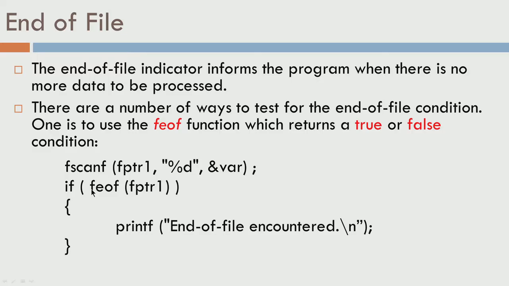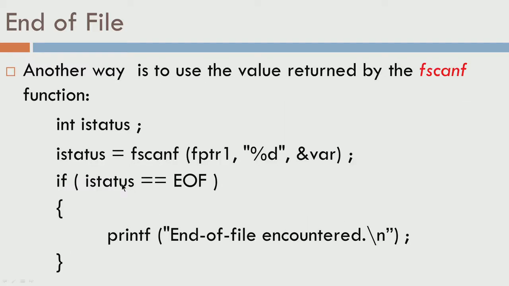So, in your file stream, if you have reached the end of file of the pointer fptr1, it means that whatever file you are reading using fptr1, you have reached the end of it, there is no more processing to do. So, this is one way to find out if you have reached the end of the file. There is also another way in which you can check whether you have reached the end of the file.